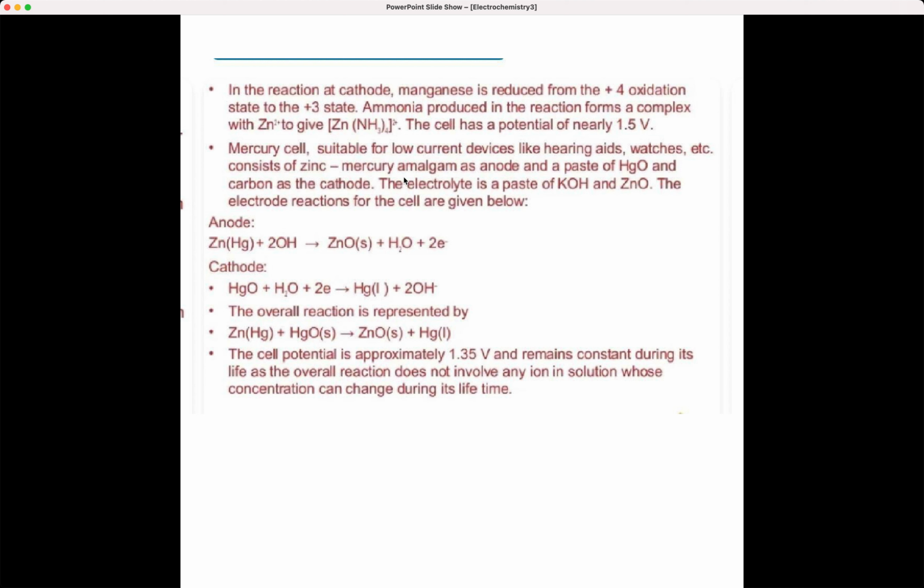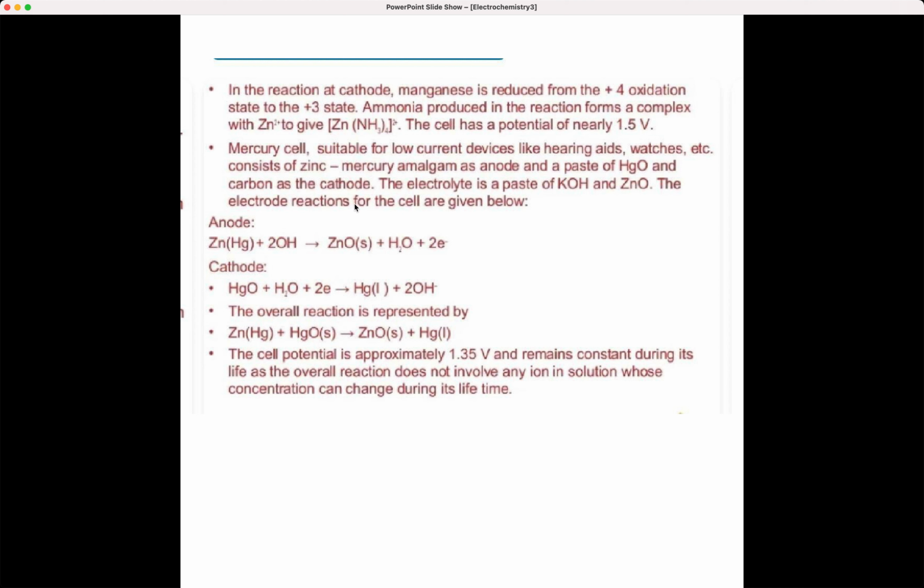Mainly it consists of zinc and mercury amalgam as anode and a paste of mercuric oxide and carbon as cathode. And the electrolyte would be a paste of KOH and ZnO. Remember all these: what is used as anode, what do we use as cathode, and what is the electrolyte.